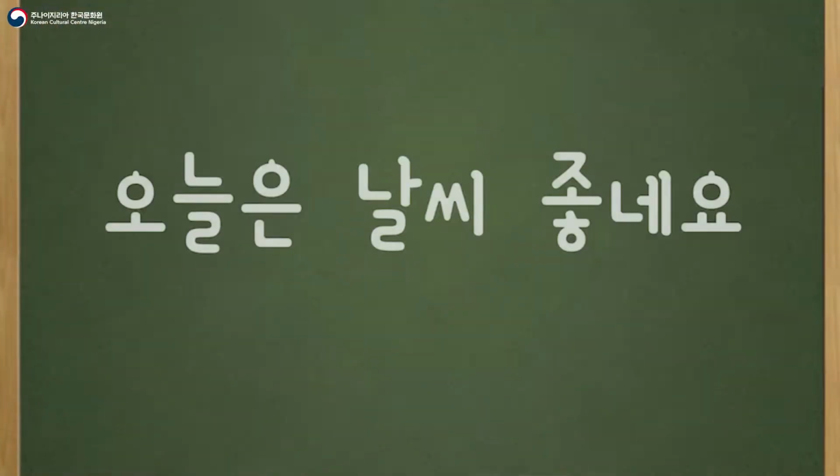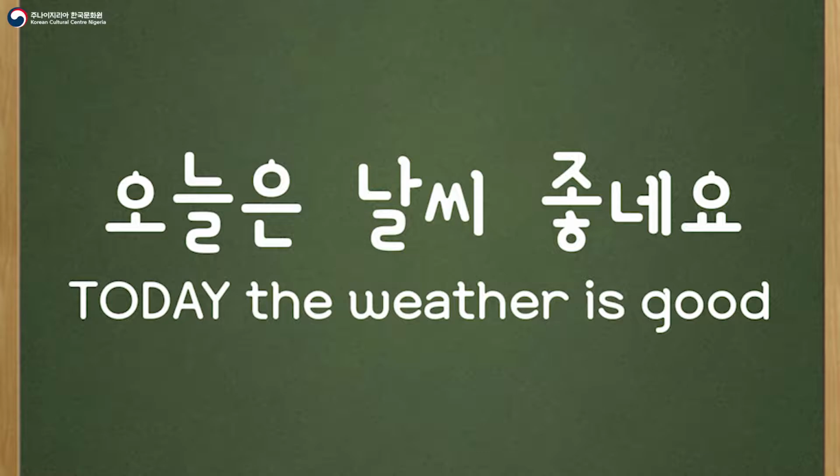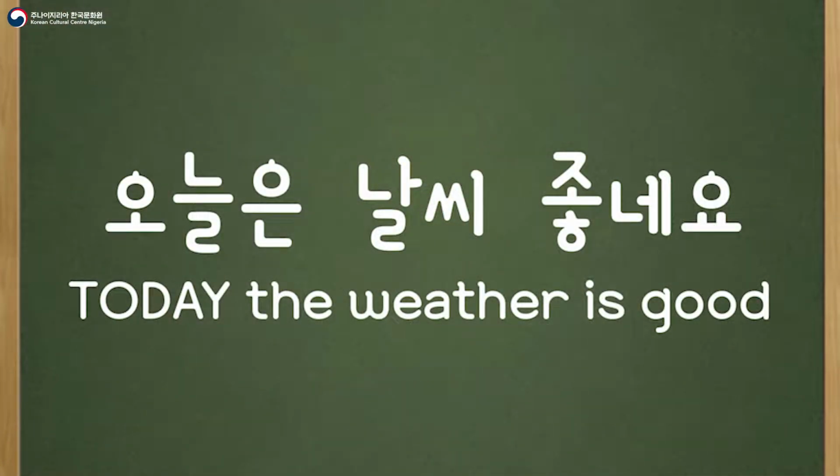If I say 오늘은 날씨 좋네요, this means that today, the emphasis is on today, 오늘, today. Talking about today, the weather is good. Today, the weather is good. It means that yesterday the weather was so-so, the day before the weather was but today, the weather is good. The emphasis is on today, which means I am stressing that the topic of my sentence is today.